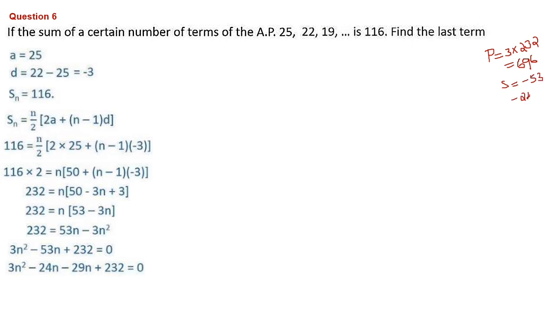Both numbers will be negative: minus 24 and minus 29. 24 into 29, when you multiply, you will get 696. When you add minus 24 and minus 29, you will be getting minus 53. If you are not getting these numbers at a stretch, just take 696 and go for factorization. Just by the factorization method, you can find out these numbers.